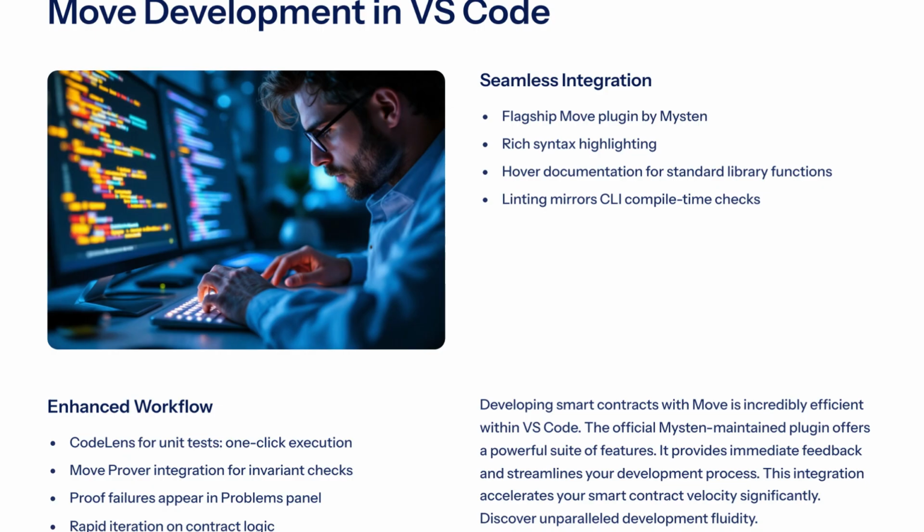Smart contract velocity lives or dies inside the editor, and VS Code currently hosts the flagship Move plugin maintained by Mysten. Fire up the extension marketplace, search Move, and install the official entry, not the experimental community forks. Out of the box, you'll gain rich syntax colors, hover docs for every standard library function, and linting that mirrors the CLI's compile-time checks.